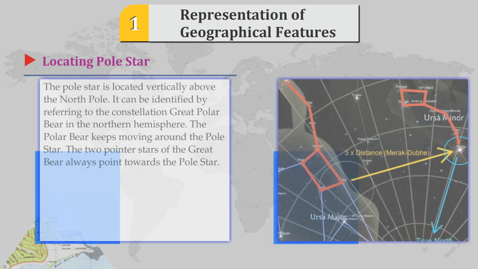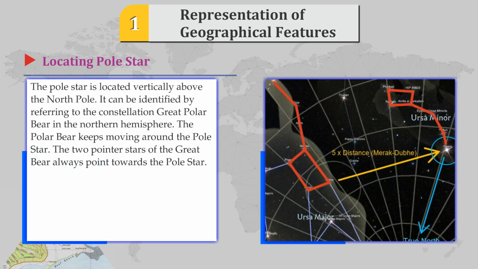Locating pole star. The pole star is located vertically above the North Pole. It can be identified by referring to the constellation Great Polar Bear in the Northern Hemisphere. The polar bear keeps moving around the pole star. The 2 pointer stars of the Great Bear always point towards the pole star.